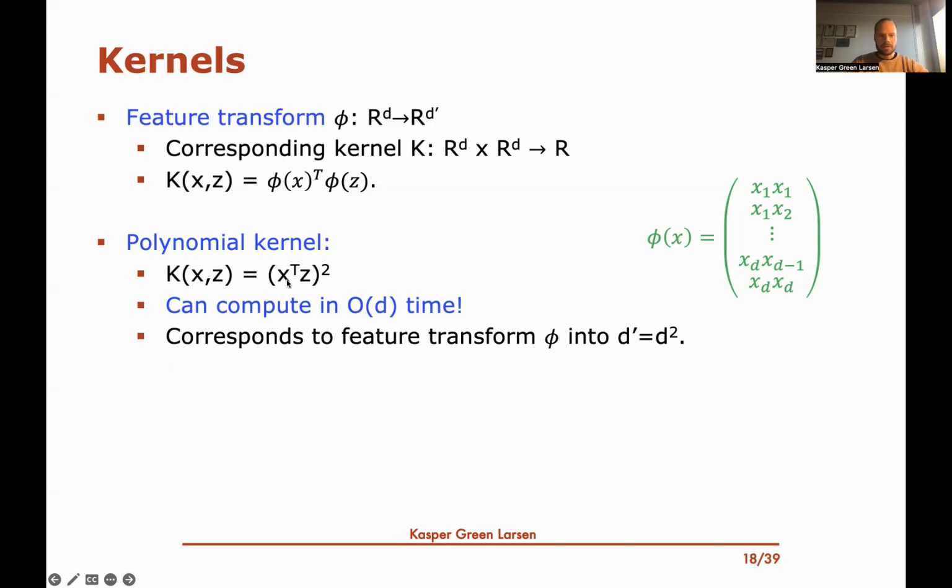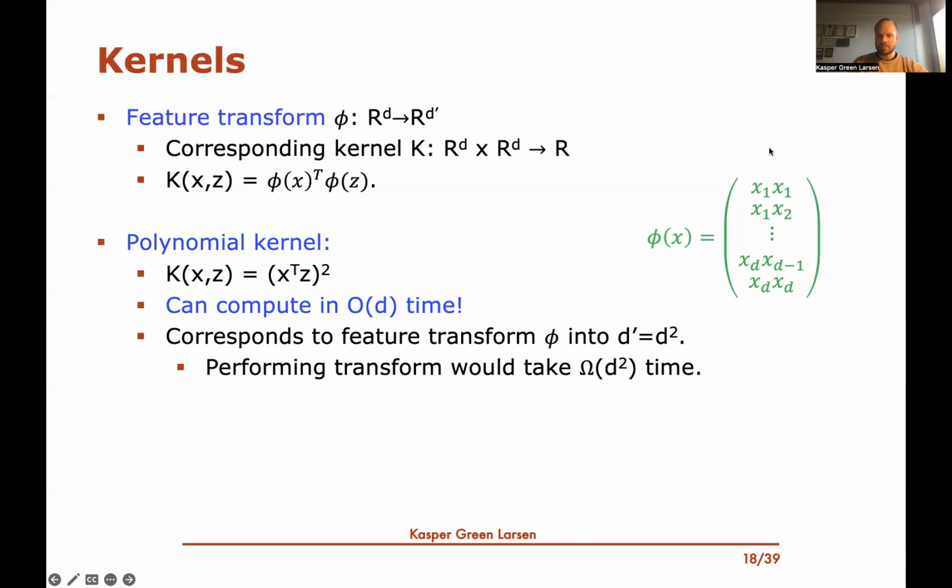So really, this kernel that I can compute in d time corresponds to the kernel of a feature transform phi into d squared dimensions, but I can actually compute it in d time. So it's much faster to evaluate than d squared. If I had performed the transform explicitly, it would have taken me d squared time to transform it.